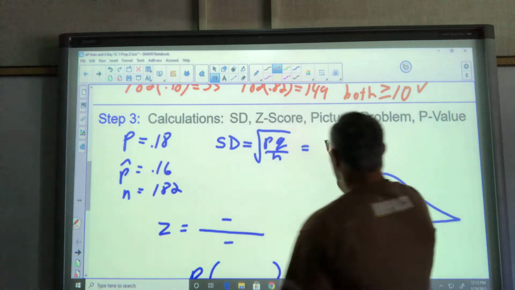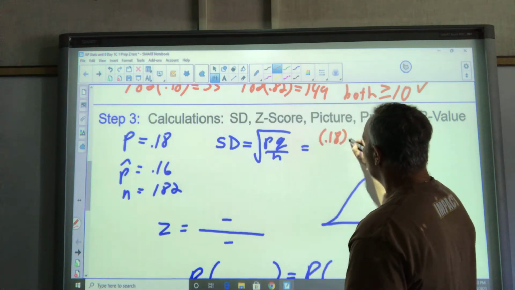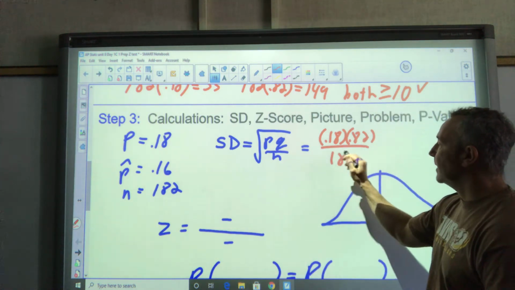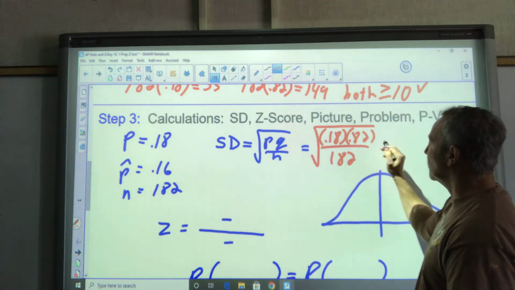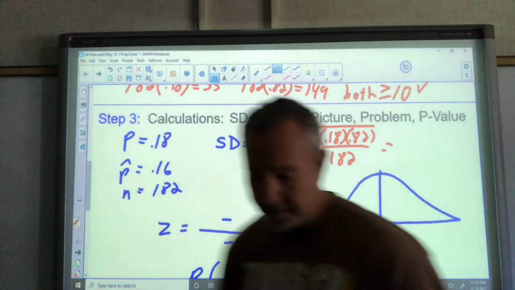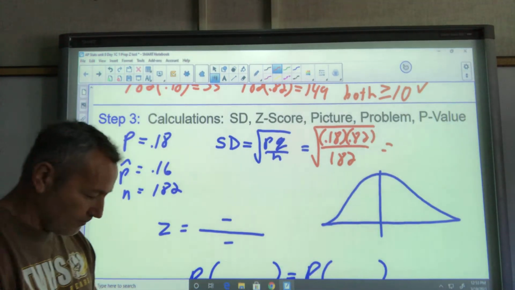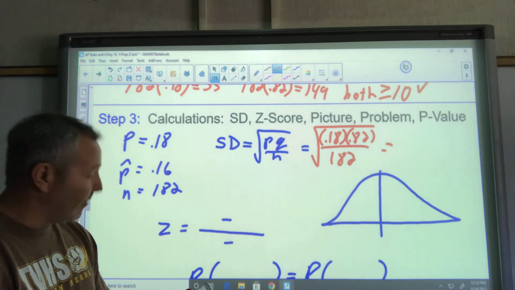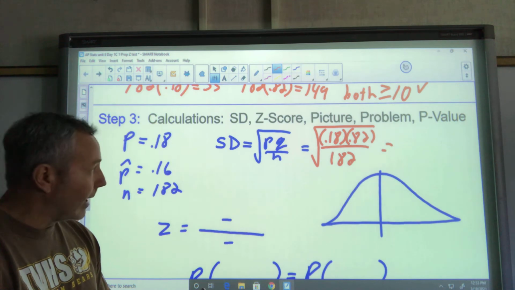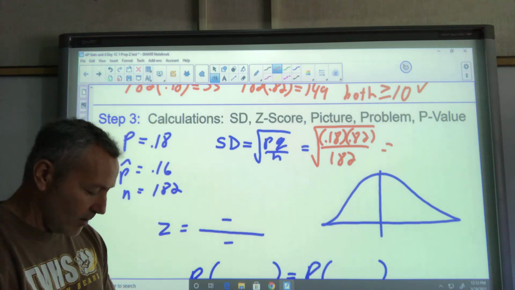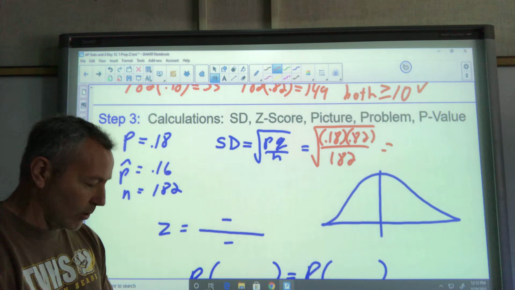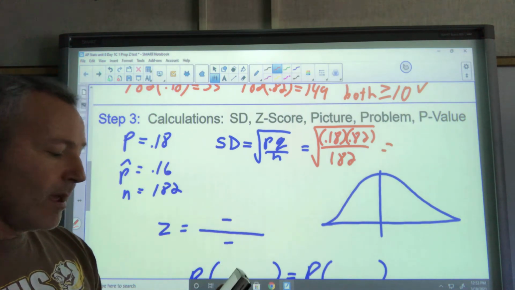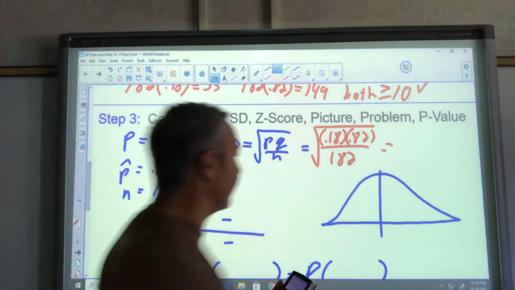So that's going to be 0.18 times 0.82 over my sample size of 182 women, and I want to square root that whole package there. Let's get that value for you. I want to do the square root of 0.18 times 0.82 divided by 182. That gets me a standard deviation for this group of 182 of 0.0285.